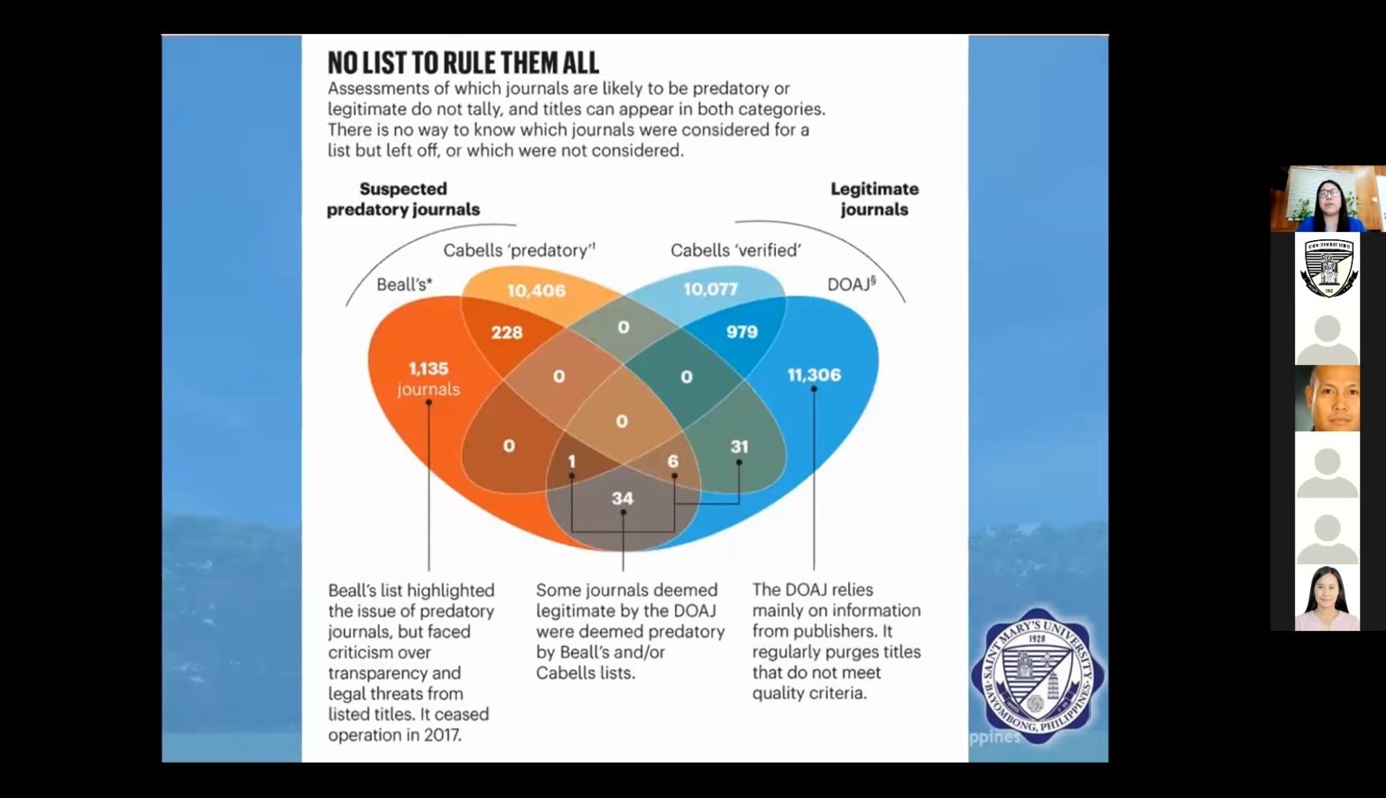So now the question is, how can we determine what is really predatory from non-predatory if they can actually place their journals also in pages like the DOAJ, which is being used by a lot of scientists and researchers.